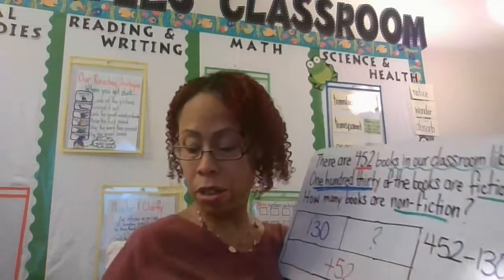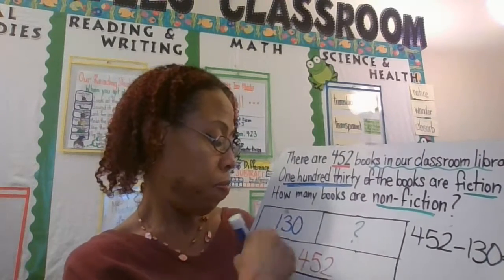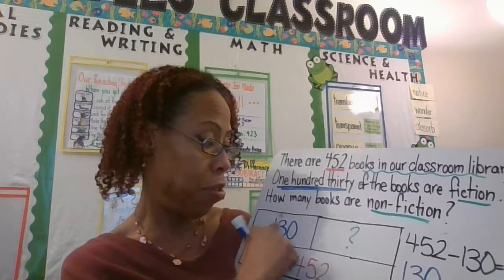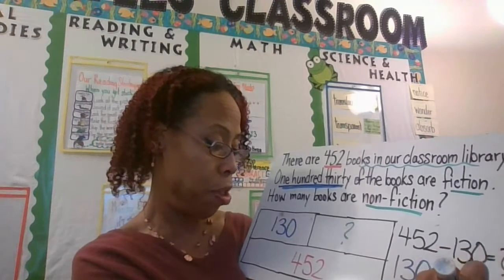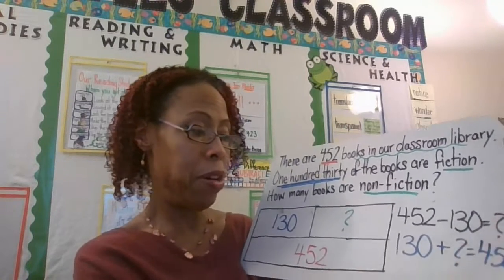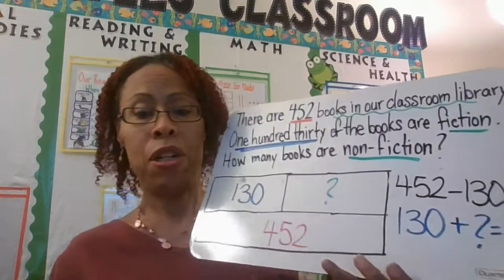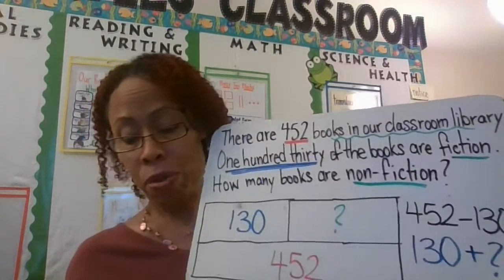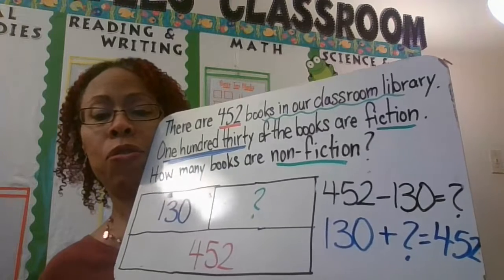And let's change the color. Okay. So the first way was 452 minus 130 equals question mark. Now we're going to say 130 plus question mark equals 452. Maybe there are other ways to write this, but this is how you can use a problem, identify 2 different operations. We have subtraction and addition that both will provide the correct answer. It's just which one you choose to use.